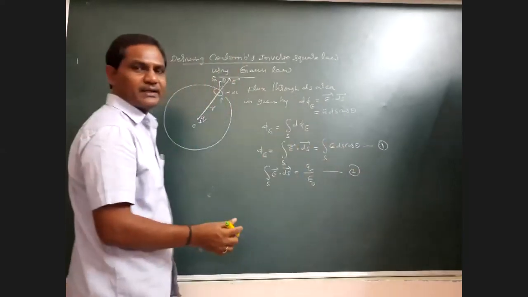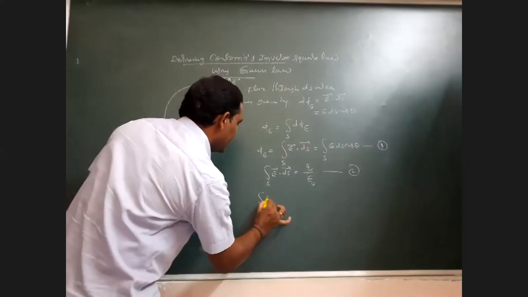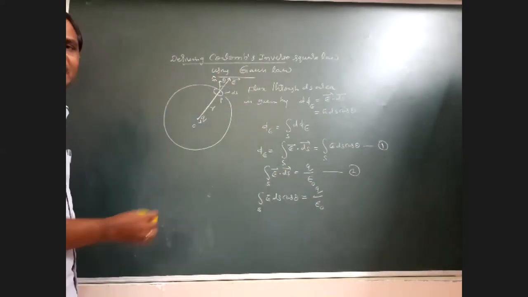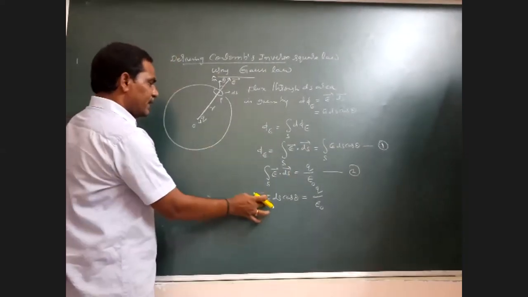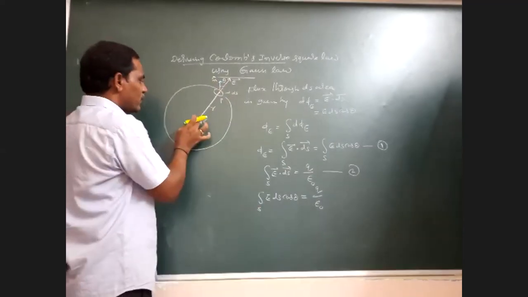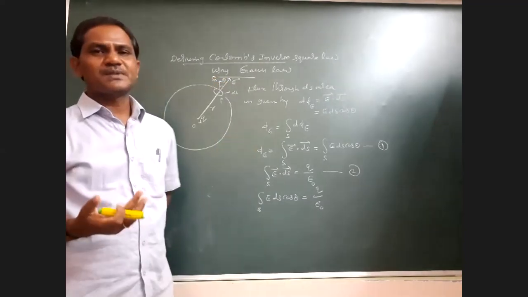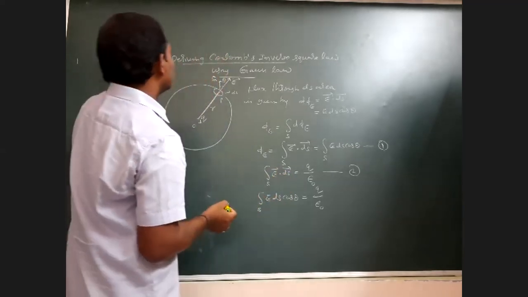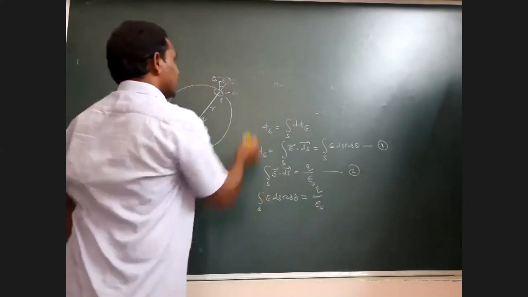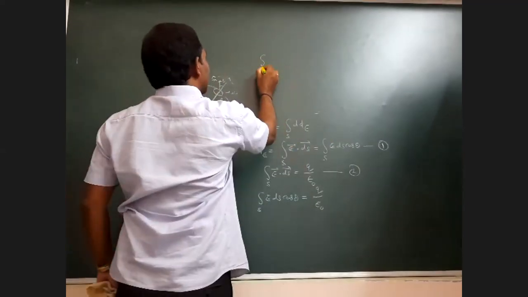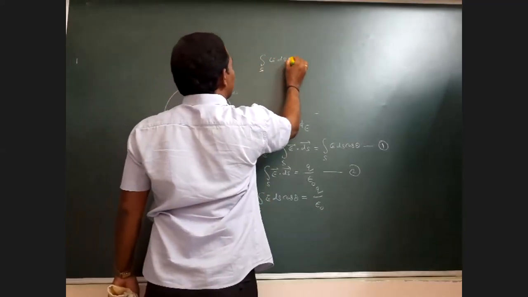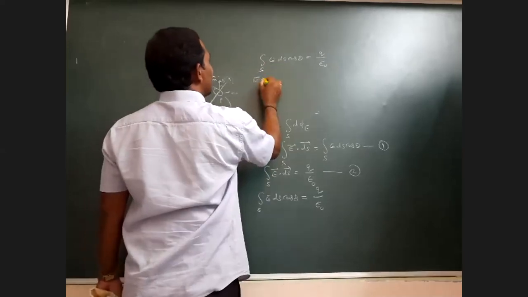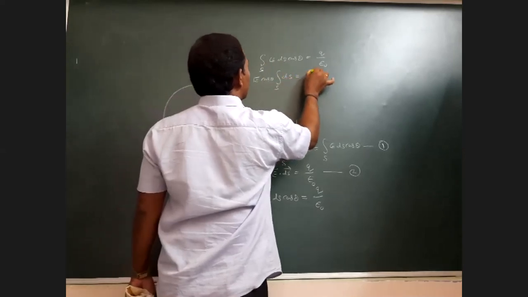Equating equation 1 and 2, the surface integral E ds cos theta is equal to Q by epsilon naught. But what is the field strength due to the plus Q at this point? From the point charge, our field strength formula is 1 by 4 pi epsilon naught Q by r square. Here E is constant, so we write it outside the integral, giving E cos theta integral of ds equal to Q by epsilon naught.